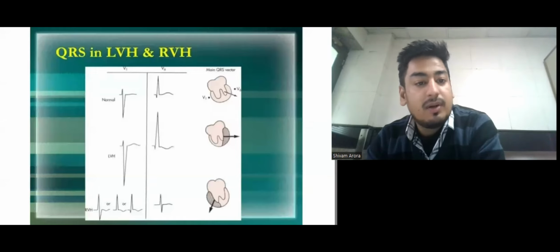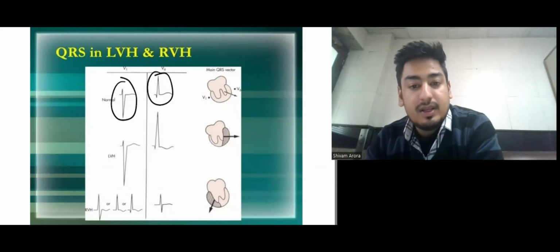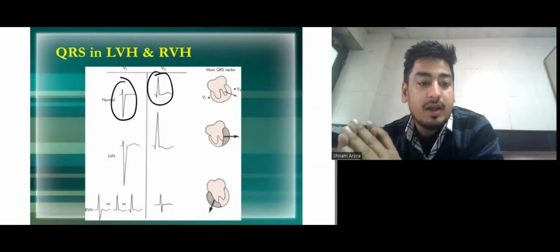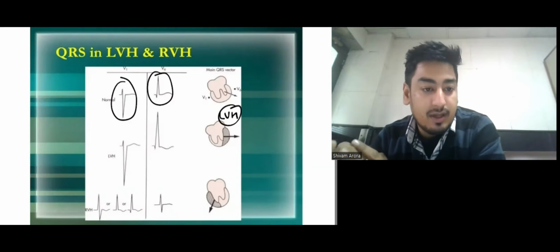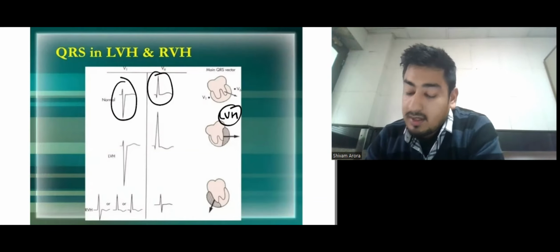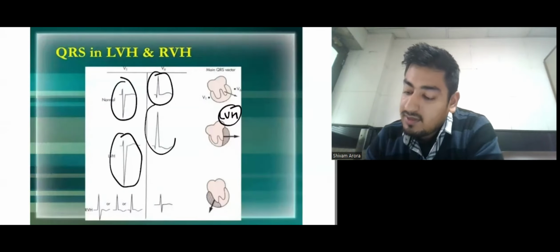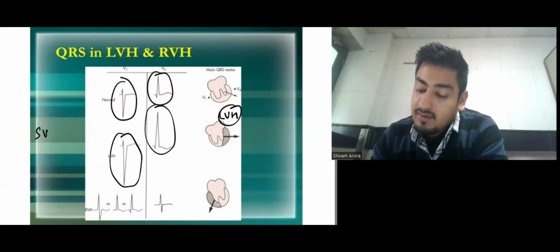Now the another abnormality of QRS is hypertrophy, ventricular hypertrophy. Okay, so normally in V1 we have this RS pattern, and in V6 we have this QR pattern. And normally LV is 3 times thicker than RV. Now suppose the LV becomes even thicker, then we call it LVH. So in LVH, the normal pattern will remain, because normally also LV is thicker than RV, but this normal pattern will get exaggerated. That is, in V1 there will be very deep S waves, and in V6 very tall R waves. And the criteria is S in V1 plus R in V5/V6.